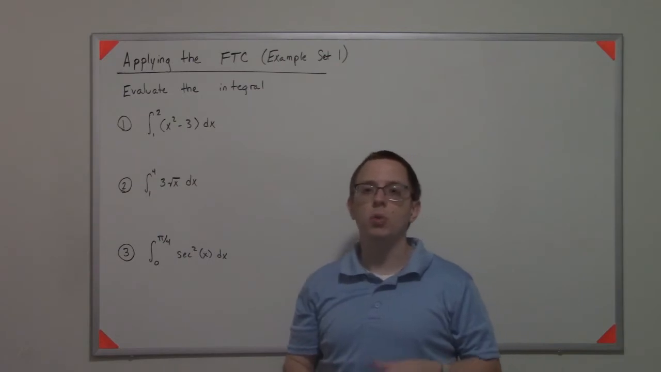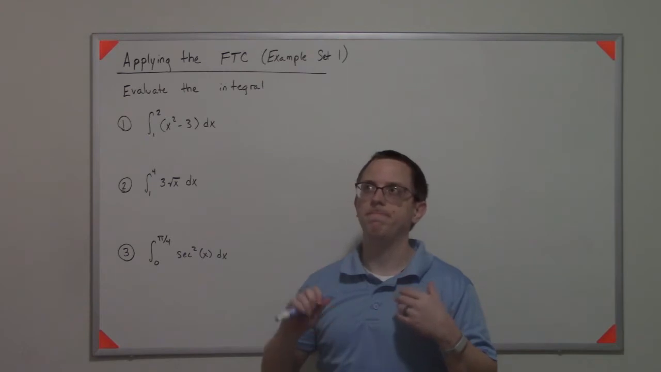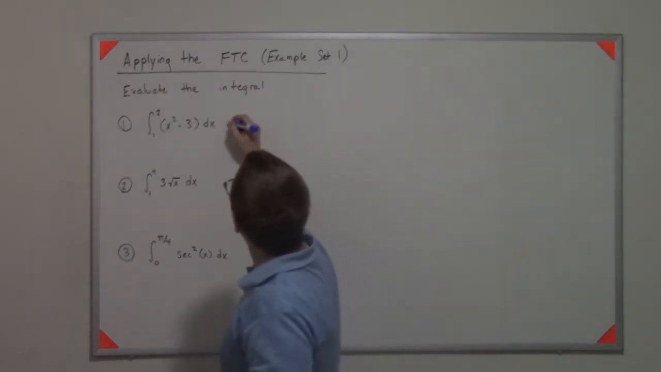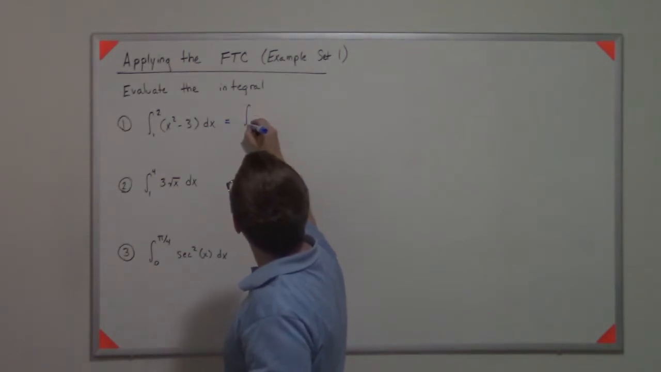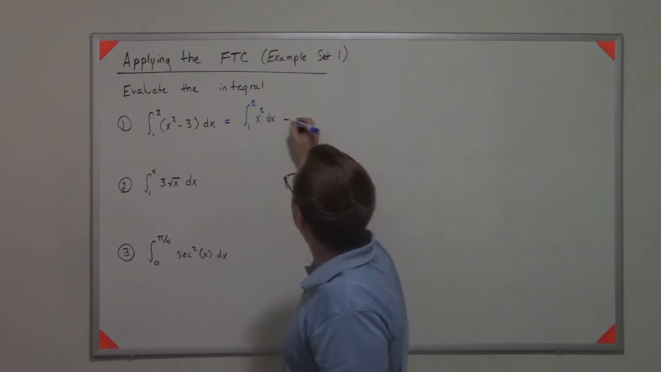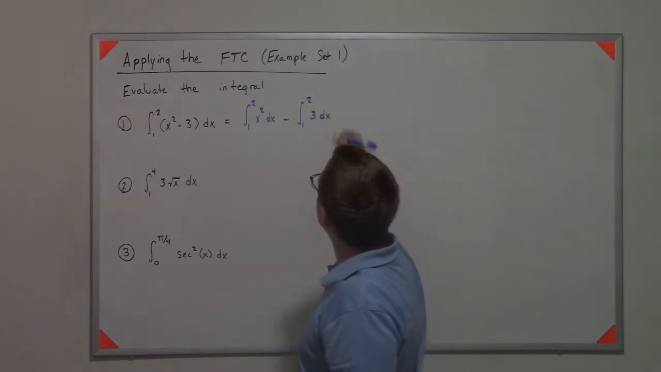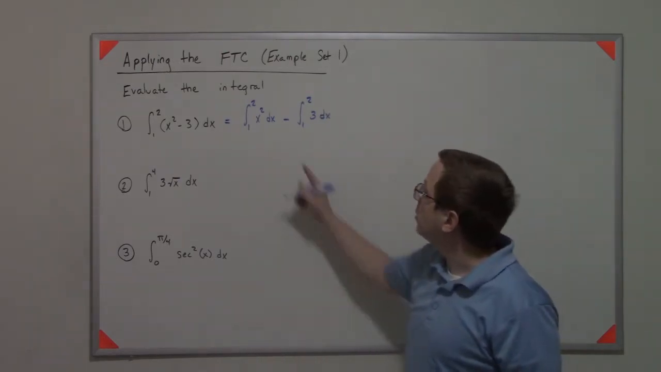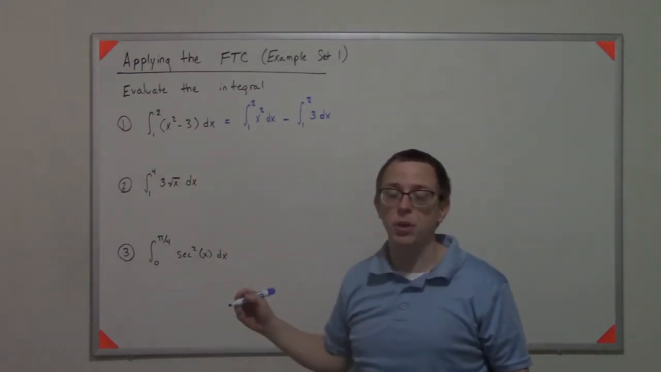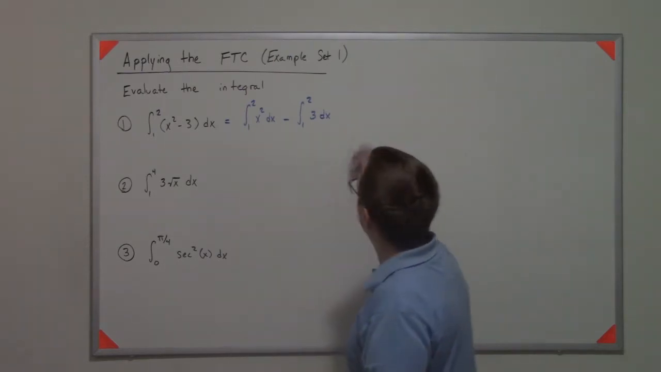What we're going to do here is apply some of the properties of definite integrals. This is the integral from 1 to 2 of x squared dx minus the integral from 1 to 2 of 3 dx. In that case, we're just going to split this up into two separate integrals. Now we don't have to do that, but this is probably a good way to get used to doing this.